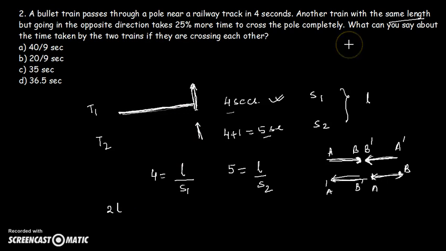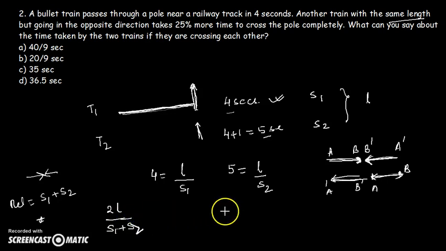And since we have been asked the time taken by the two trains to cross, what is the speed? Speed will be the relative speed, because both of them are moving in opposite directions, or you can say they are moving towards each other. So the relative speed will be the addition of the two speeds, because both of them are covering some distance, S1 plus S2. This is the time taken by both trains to cross each other completely. Now, since we have been given only 4 and 5, we have to find out the value of 2L by S1 plus S2.